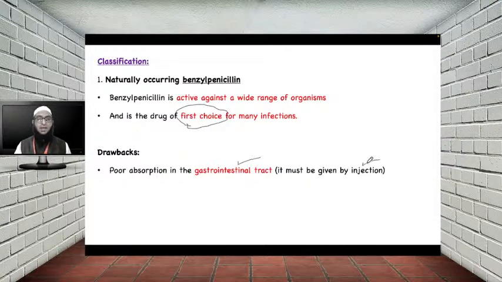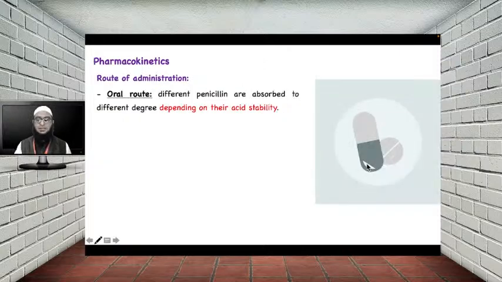The second important drawback of benzyl penicillin is that it is susceptible to the beta lactamase enzyme. We'll see that in detail in a subsequent lecture about resistance related to beta lactamase. Now we'll see about the pharmacokinetics.